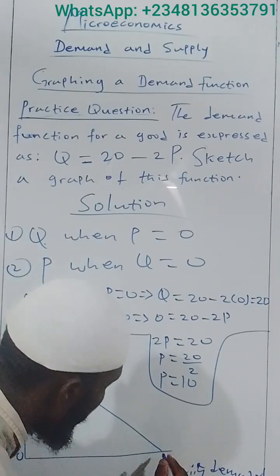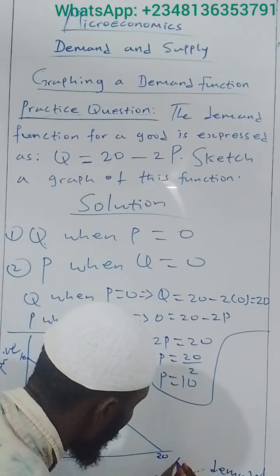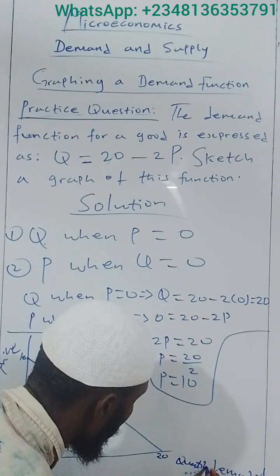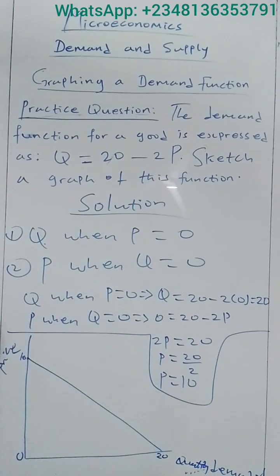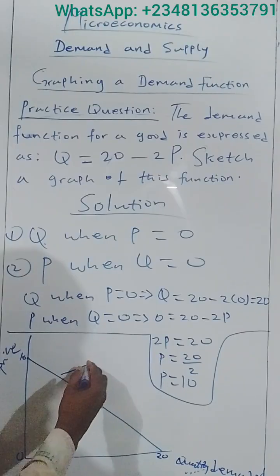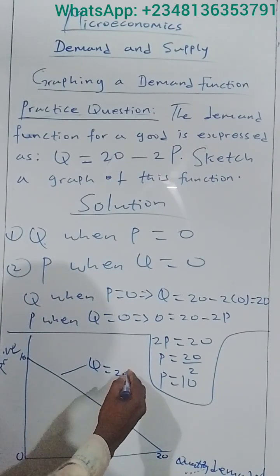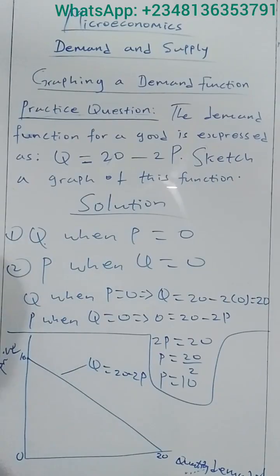Okay, in other words, let me write it clearly. So 20 will be here. This is quantity demanded. Can you see? So this is the graph of this function. So I can just write it here, the function Q equals 20 minus 2P. Okay, this is what we are asked to do. This is how to graph a demand function.